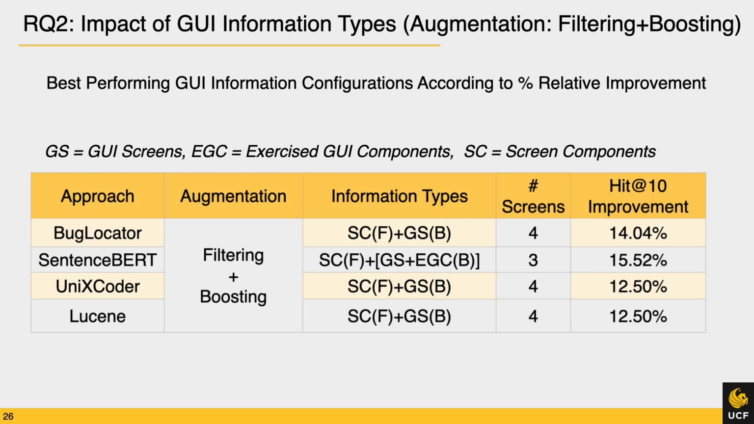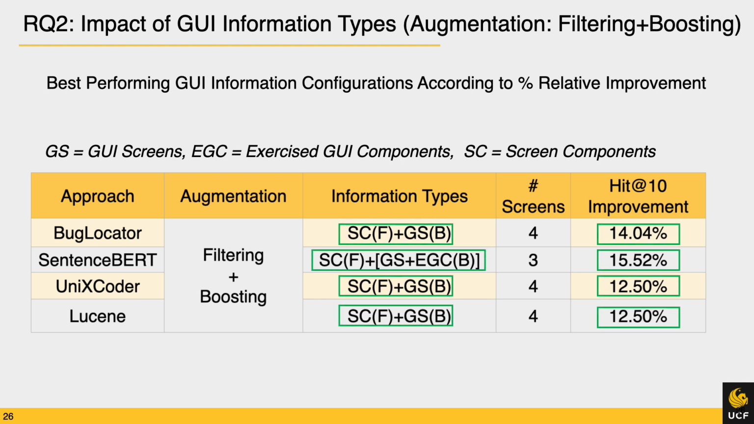For filtering plus boosting, we have seen improvements in all techniques. Filtering with screen components and boosting with GUI screens or GUI screens plus exercised GUI components performs best across all the baseline techniques. The best improvement for boosting is 15.52%, which we get for SentenceBERT.